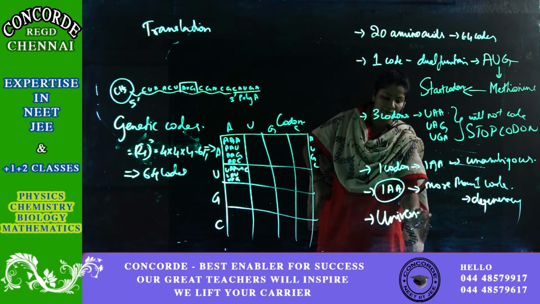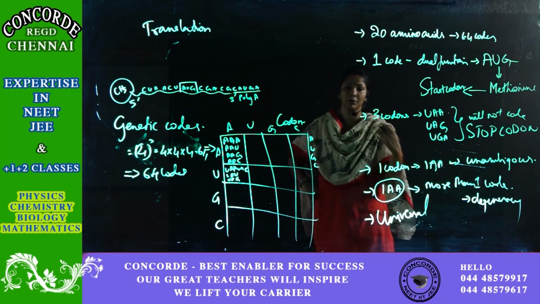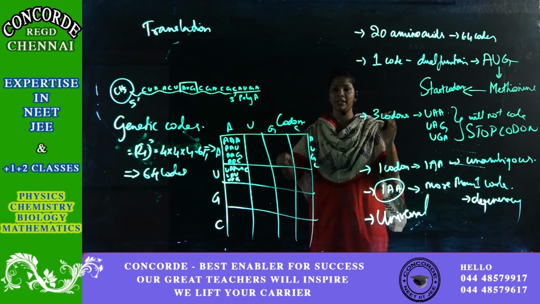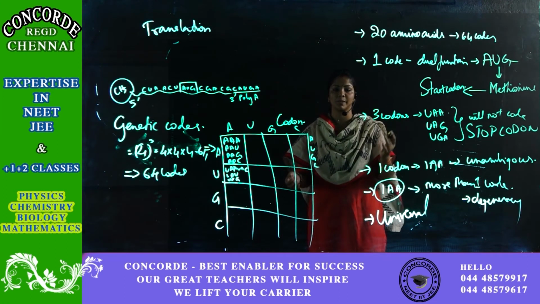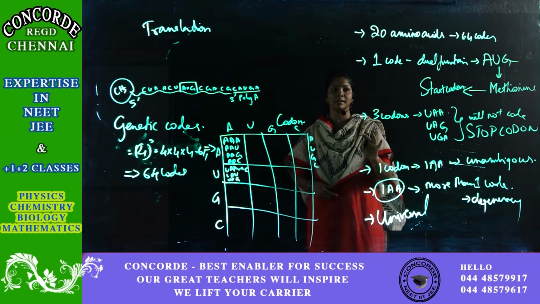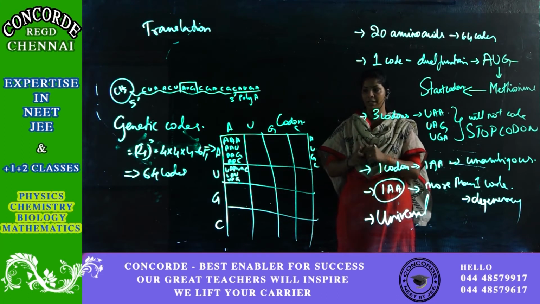Universal in the sense that right from bacteria to mammals, to human beings, if you see AUG, it is only methionine. It will not vary from species to species. These codes are universal. So this is all about your genetic code.